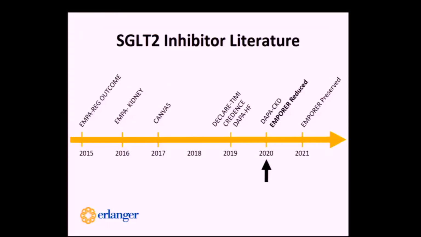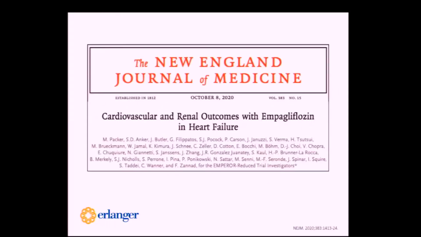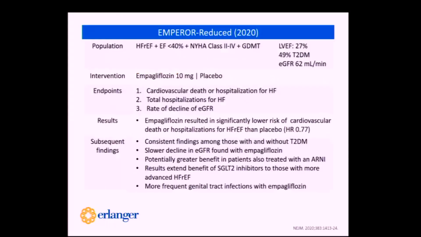So next, in 2020, the Emperor-Reduced trial came out following the DAPA-HF trial. And this was the cardiovascular and renal outcomes with empagliflozin in heart failure, published in the New England Journal of Medicine. So this trial was pretty similar to DAPA-HF. It looked at patients with an ejection fraction less than 40%, New York Heart Association class 2 through 4, plus GDMT at baseline. The average ejection fraction at baseline was 27%, and about half of the patients had type 2 diabetes at baseline. And the average eGFR was 62 milliliters per minute.